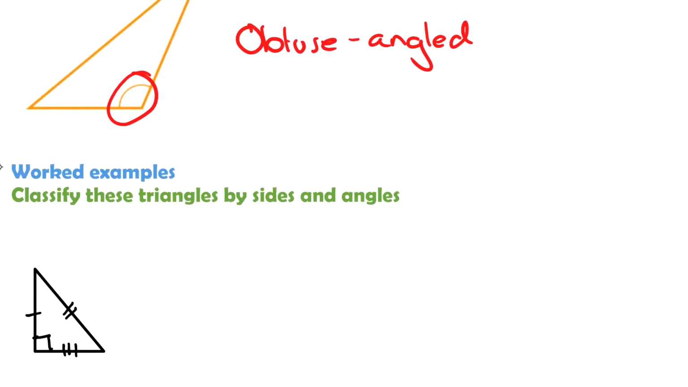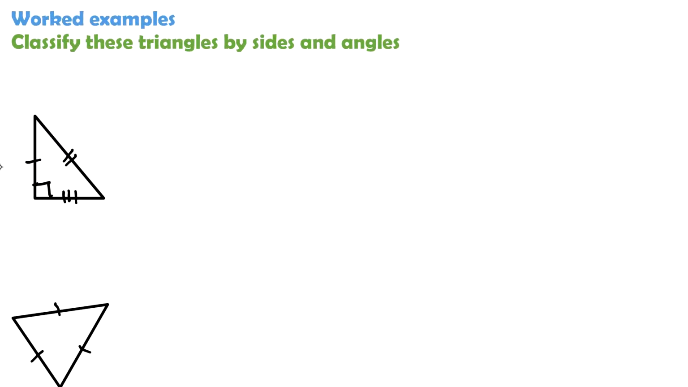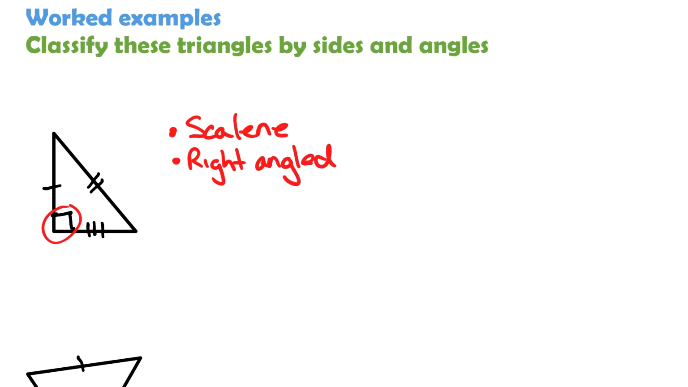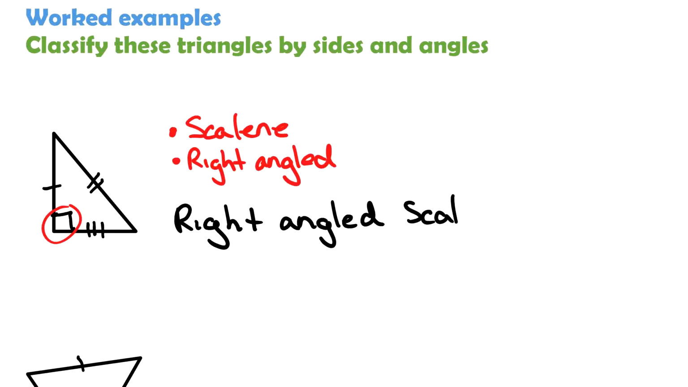Alright? So, when we go into classifying triangles, we're going to look at some different types of triangles, and we're going to classify them because you can classify a triangle by sides and angles. You can have two different classifications. In this triangle, we notice that all the sides are different, so that is a scalene. But we also notice that we have a right angle here. So what we do is we combine both of these together. We would call this triangle a right angled scalene triangle.